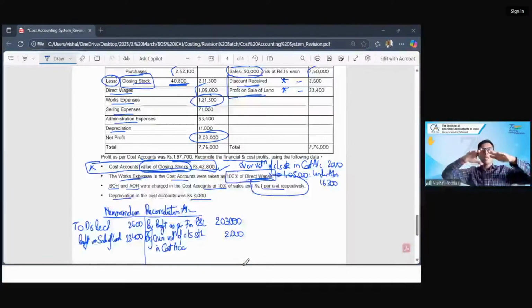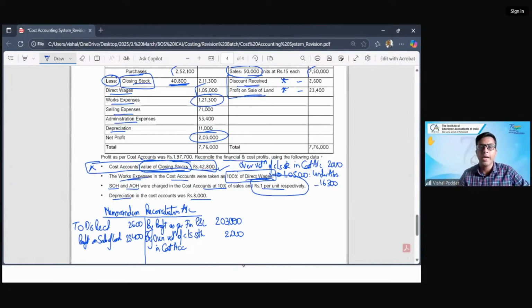First, understand the impact of under absorption. Under absorption means the expenses are less in cost sheet. If the expenses are less in cost sheet, it means costing profit is higher. Right? Your starting point is financial in this sum. So you have to climb upwards. So we have to add. Add means put it on the same side.